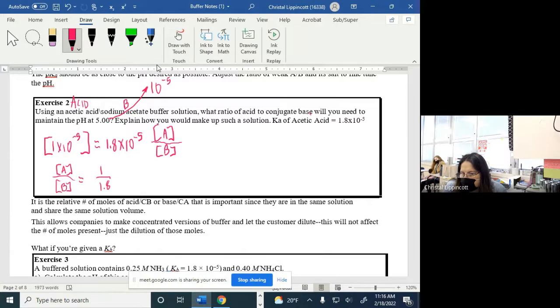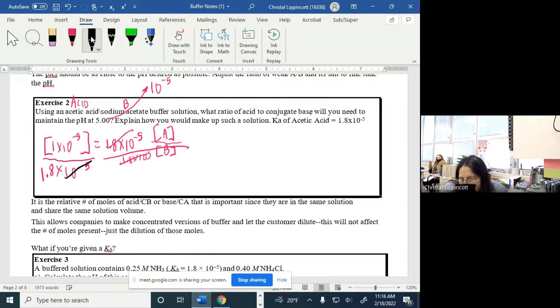Because when I divide these out, the bottoms cancel. So let me just show you that. If I divide both sides by this, this will cancel. This is 1.8. Now this and this are going to cancel, aren't they? That part cancels, and that leaves my ratio of A to B equal to 1 over 1.8.